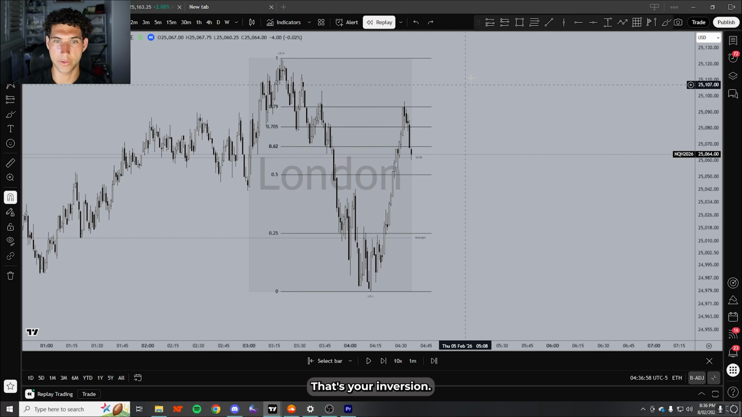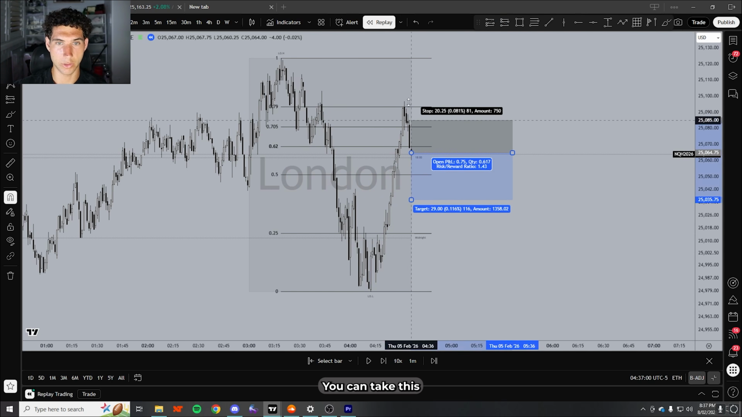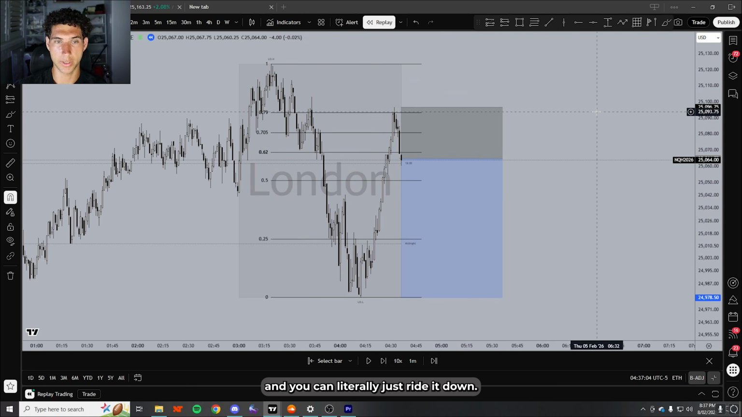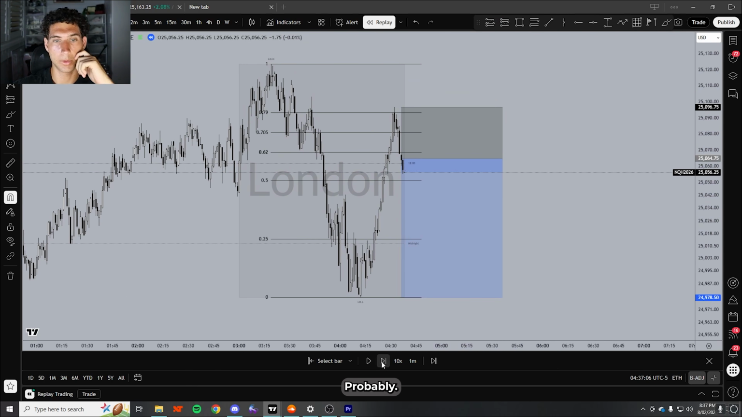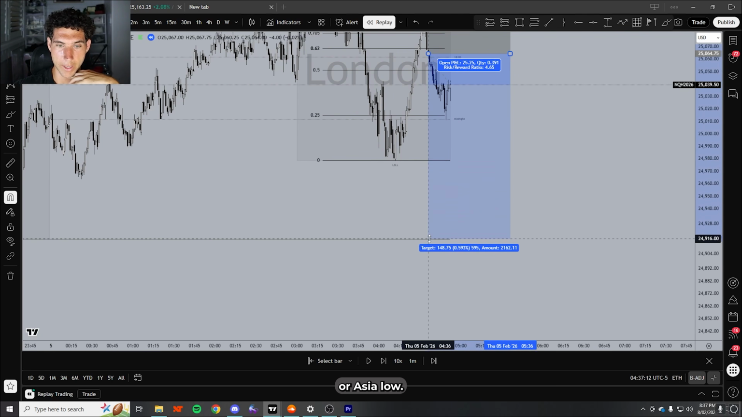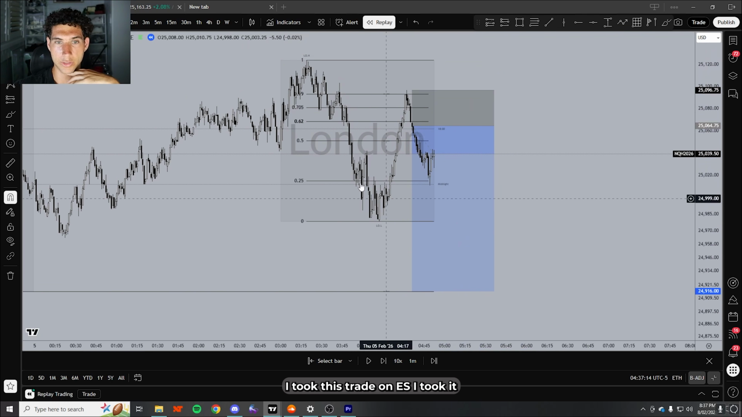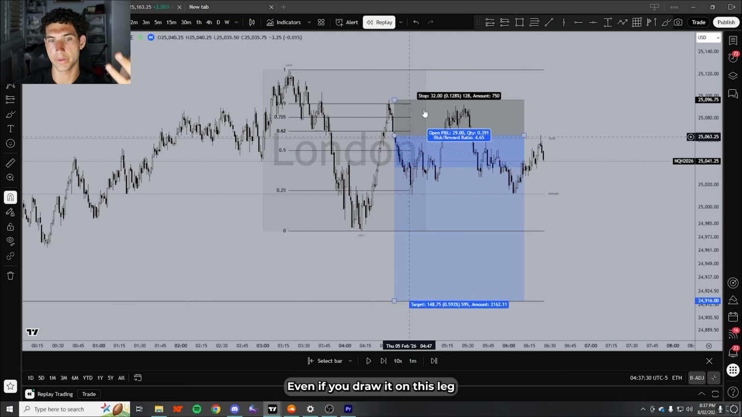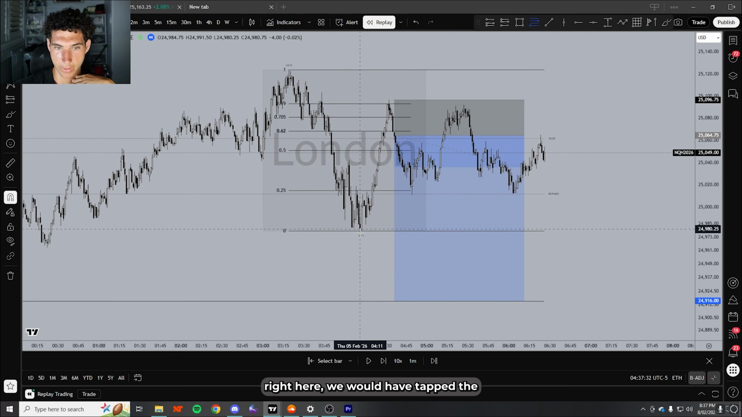And there you go. That's your inversion. You can take this and you can literally just write it down probably. And you could take it down to either here or Asia low. I took this trade on ES. I took it about here, but I got break-even. Even if you draw it on this leg right here, we would have tapped that OTE level.